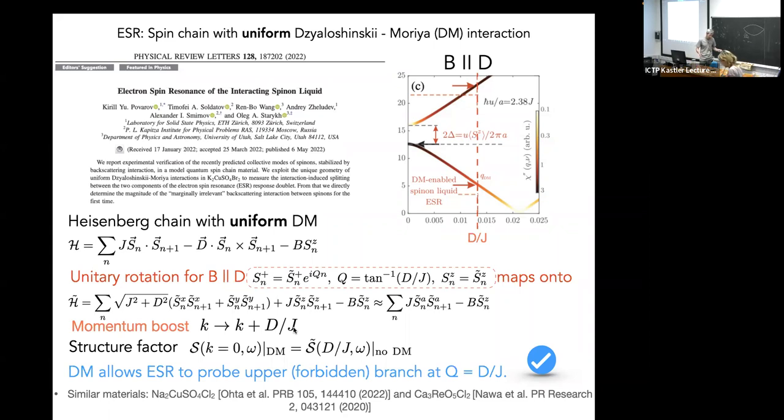So you can think, by analogy, for example, with Rashba or some other spin-orbit, it's an internal field built in, which is opposite for right and left movers. Yes, it's a chiral field, which couples with opposite signs to right and left movers. And this provides a momentum boost. That's another way to think of that momentum boost. And which then turns the ESR probe, which is a Q equals zero probe, into a probe of right and left moving spinons in this chain.